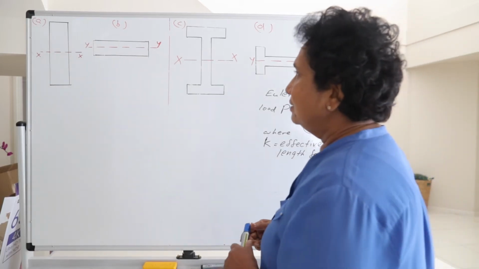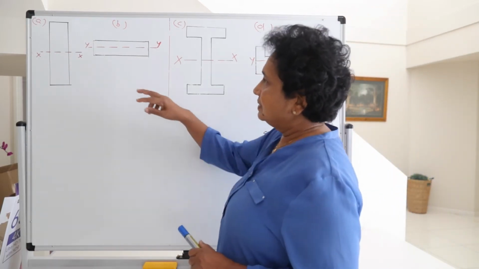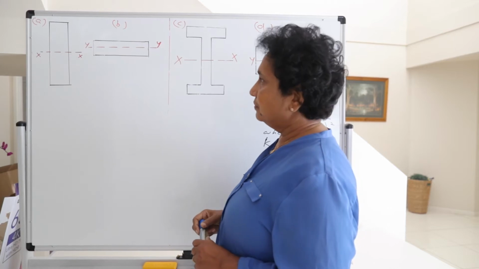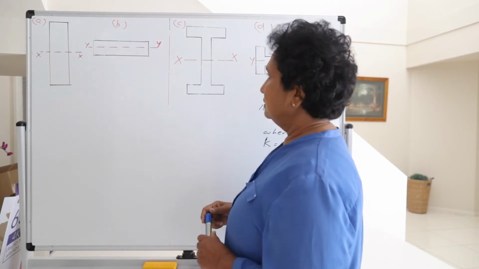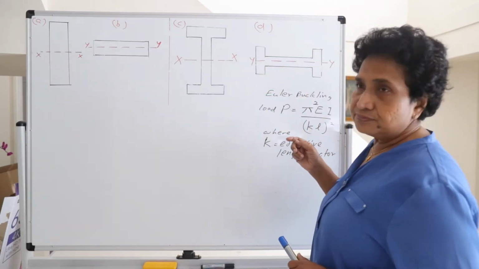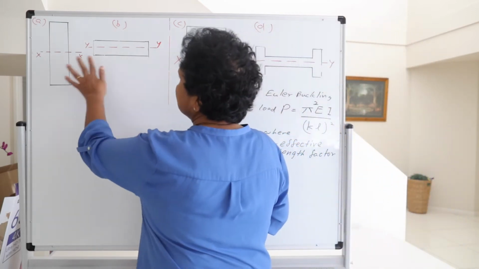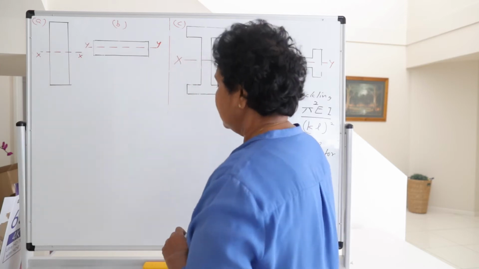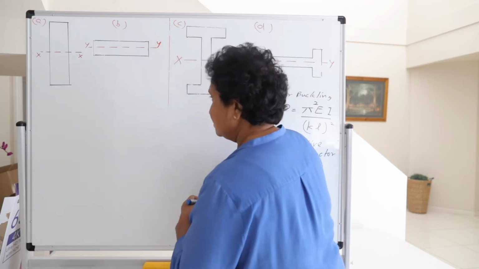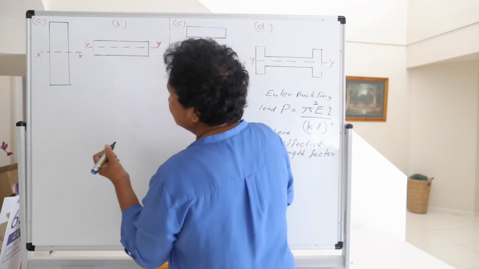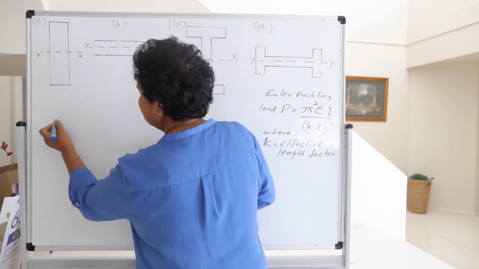Hey guys, I want to explain why we select the weak axis to calculate the buckling load for columns. So we can just consider columns. There are basically two types of failure in columns.